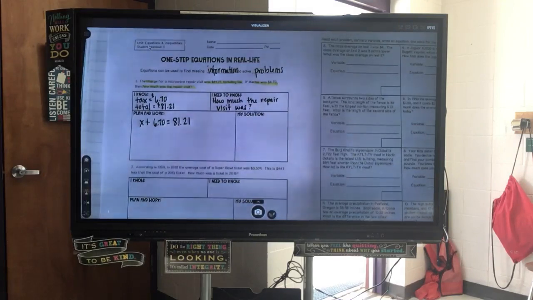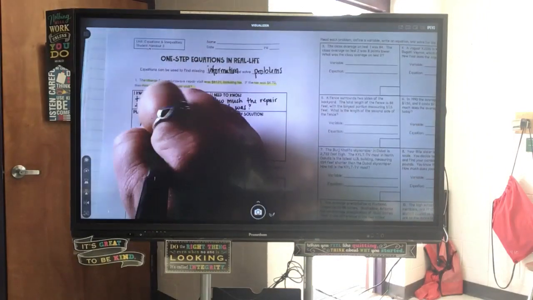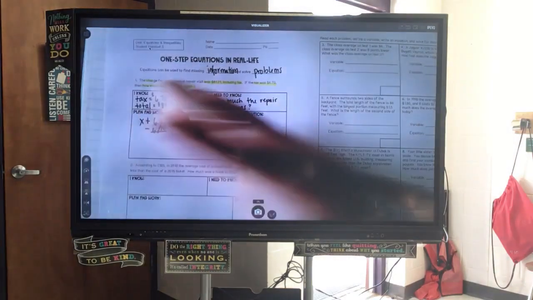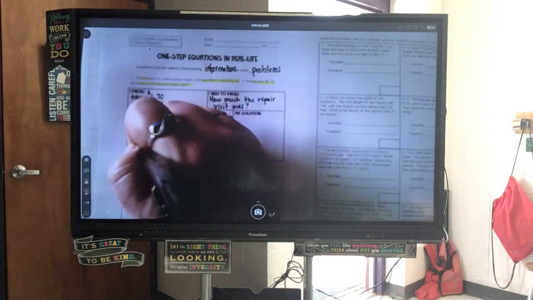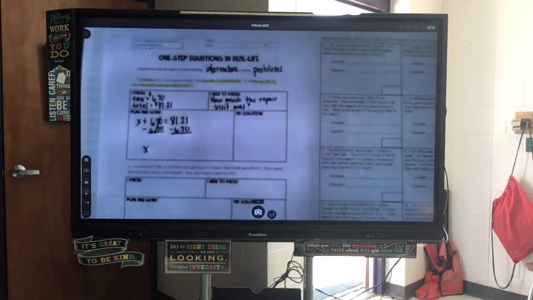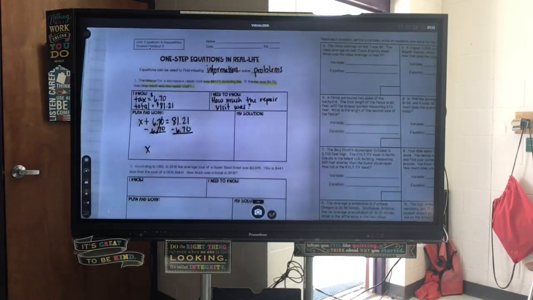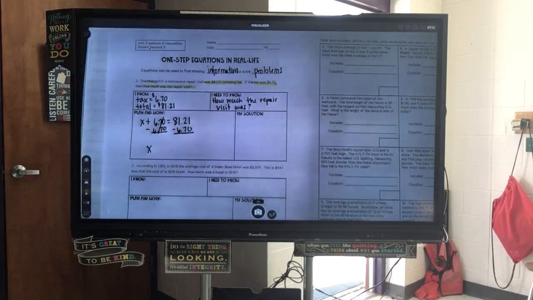Now, when we solve this problem, what do we have to do? We have to subtract, right? So we're gonna subtract $6.70 from there, that's gonna cancel. Subtract $6.70 from there, bring down my X. Stand up when you have your answer of $81.21 minus $6.70.